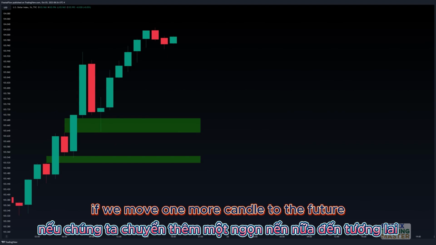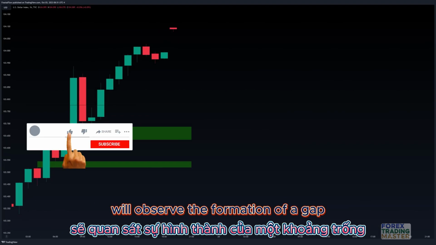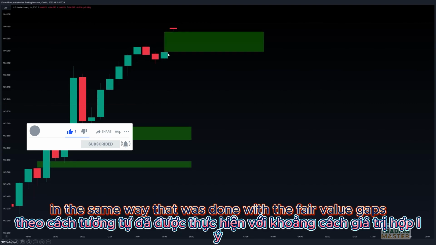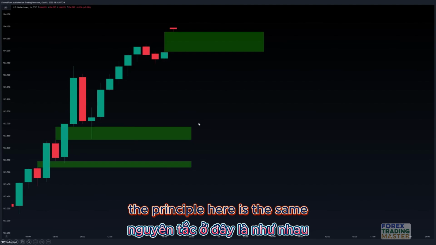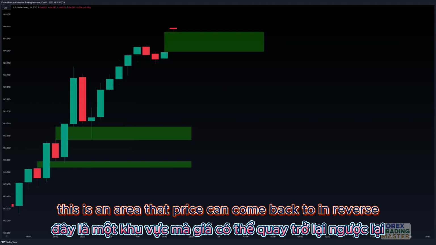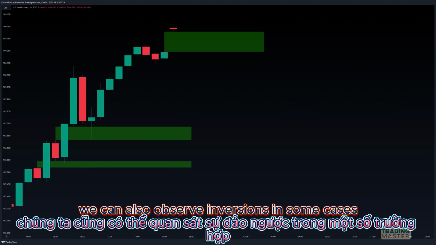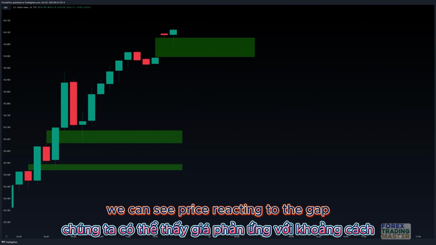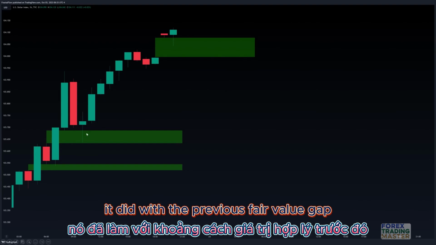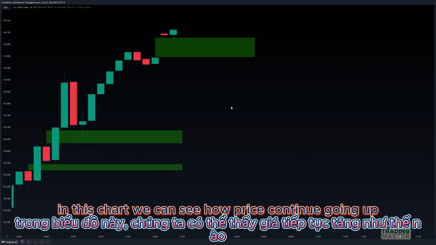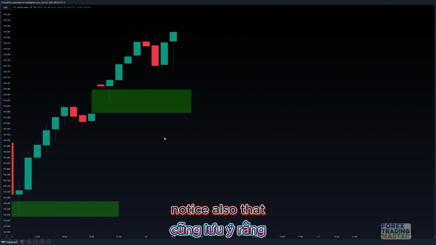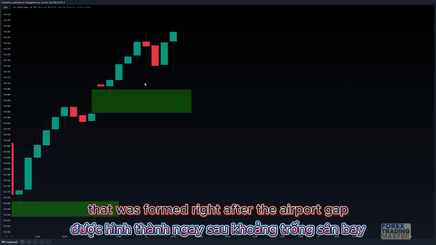If we move one more candle to the future, we'll observe the formation of a gap. As you can see in this chart, we can mark it out in the same way that was done with the fair value gaps. The principle here is the same. This is an area that price can come back to in reverse. We can also observe inversions in some cases. In the very next candle, we can see price reacting to the gap in a similar way it did with the previous fair value gap. In this chart, we can see how price continued going up after reacting to the upward gap. Notice also the current candle is reacting to a fair value gap that was formed right after the gap.